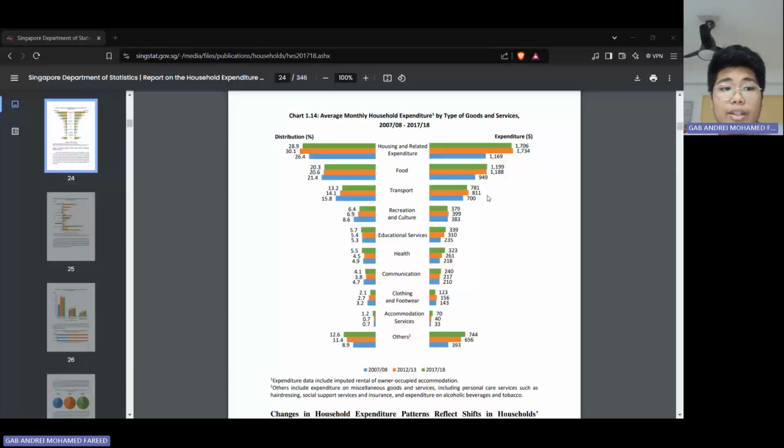Now, the article I've chosen is by the Singapore Department of Statistics, and I'll be talking about the expenditure on food, only food, which I've already calculated in my Excel, the average, from 2007 to 2017/18.